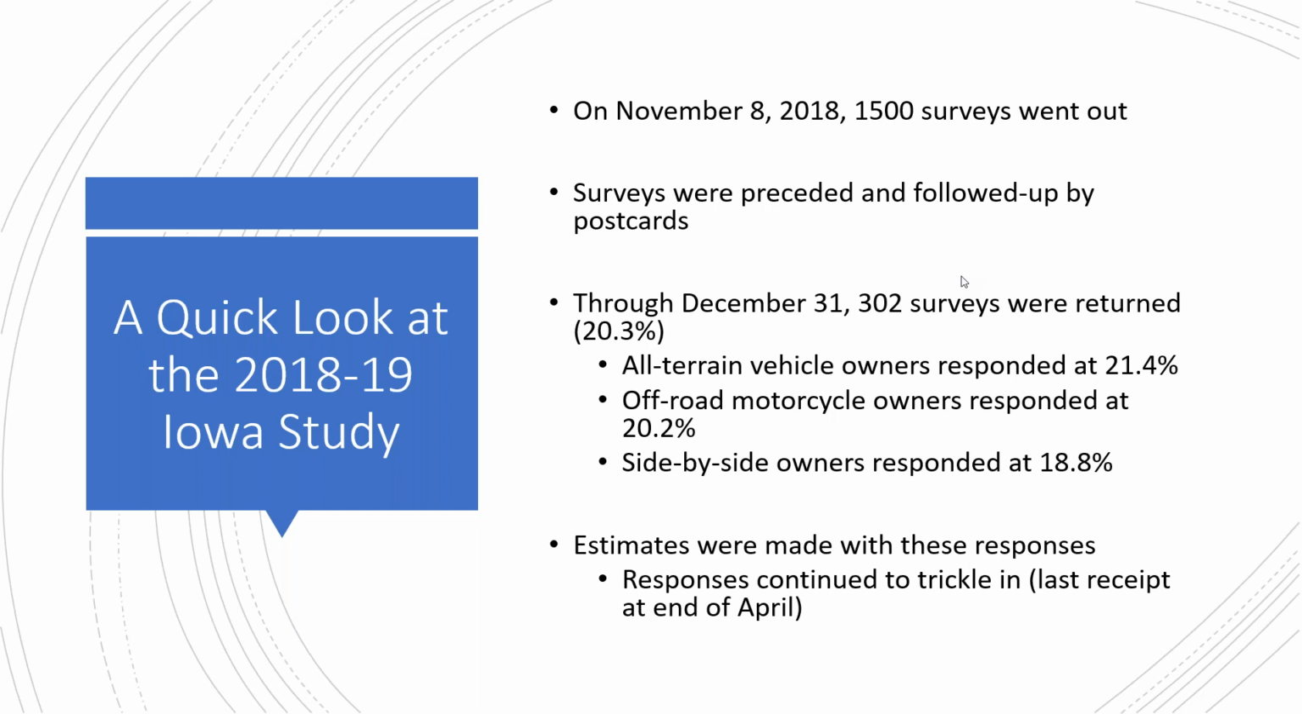By December 31st, we had 302 survey responses. That was 20.3%, which is a very good survey response. As you'll see there, all-terrain vehicle owners gave us 21.4%. Off-road motorcycle owners gave us 20.2%, and side-by-side owners came in at 18.8%. And we use those responses to make the estimates that we have. Next survey, or next slide.